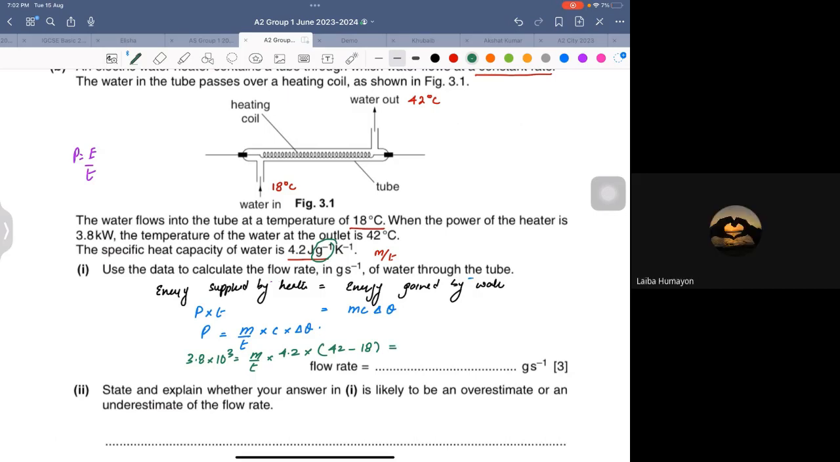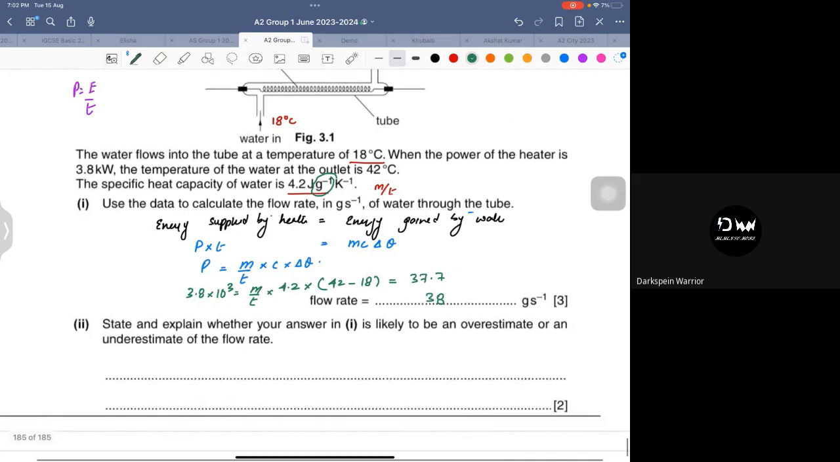Can somebody please help me find the mass flow rate here? Yes, please. Final answer 37.7? Yes. So that would be 38 grams per second, two significant figures, right?